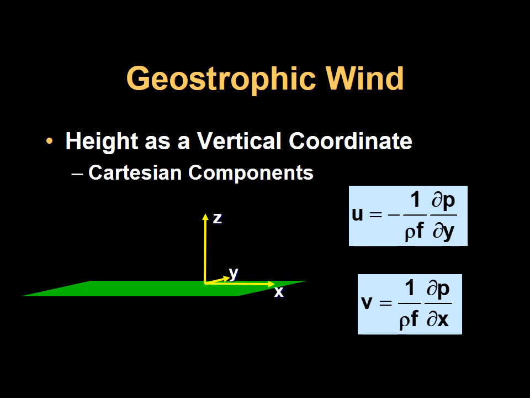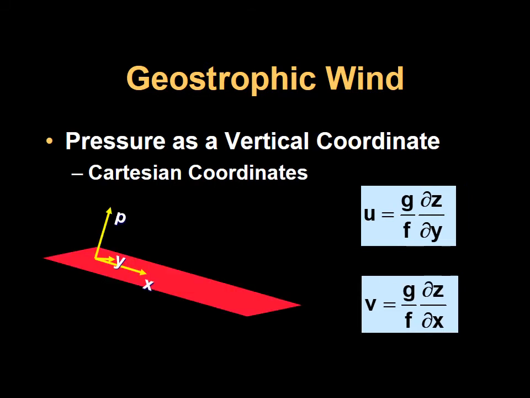Now, what we're just looking at is the geostrophic wind components on a constant altitude chart. In other words, height is your vertical coordinate. And the last time we looked at weather charts, we didn't use constant altitude charts, we used constant pressure charts. So what we're going to do instead is we're going to do a coordinate transformation so that we have an equation that will work on a constant pressure chart. You remember the way we did that?